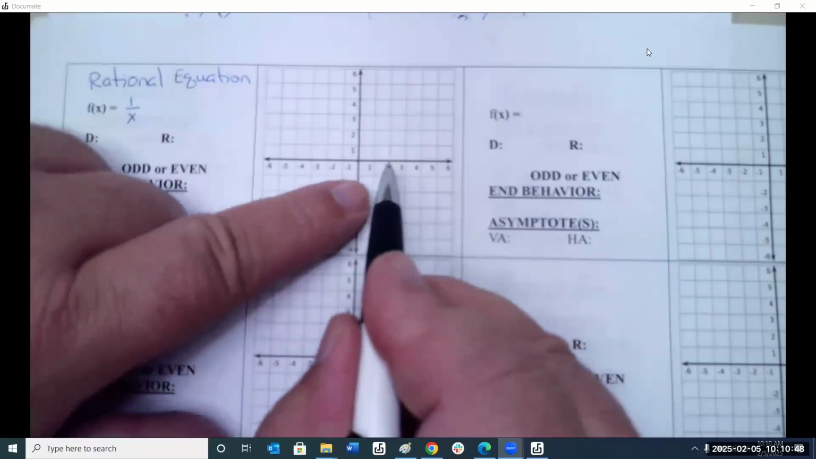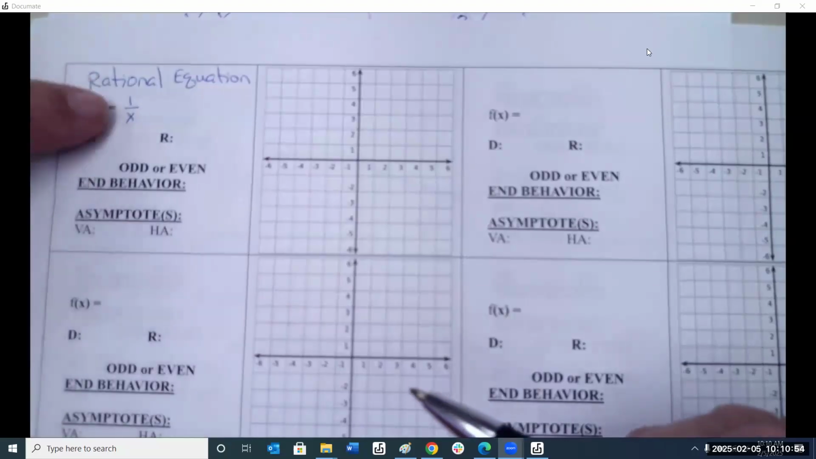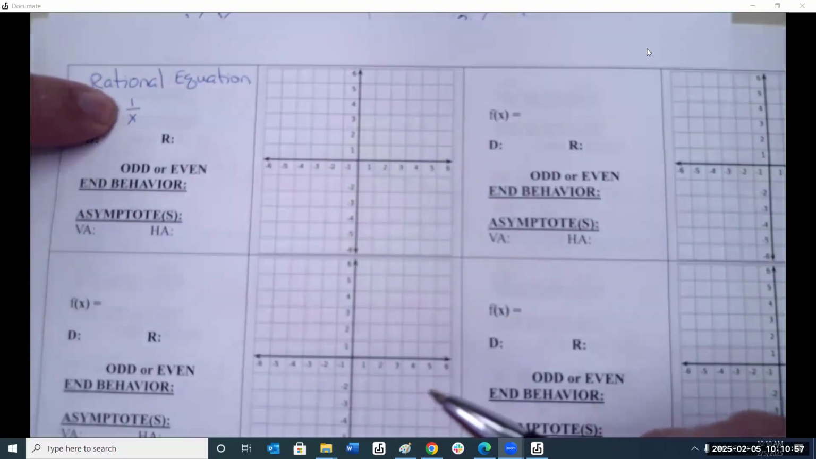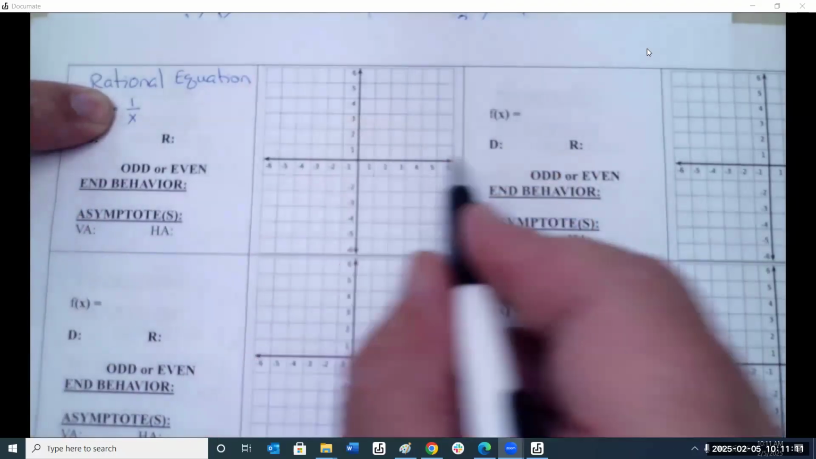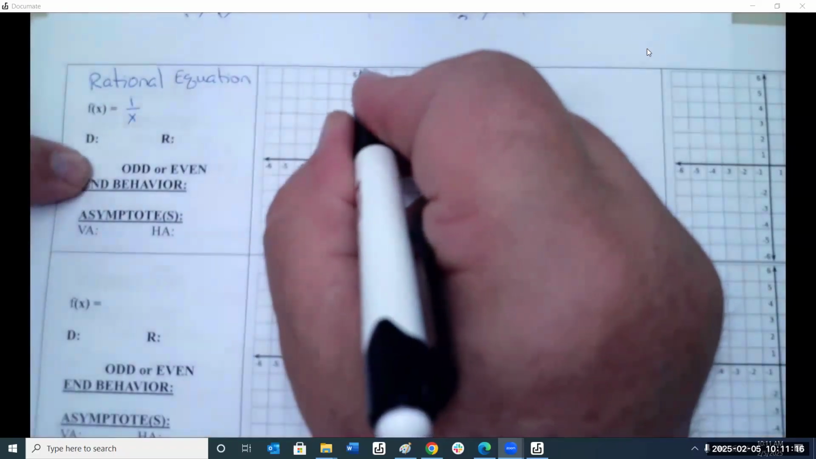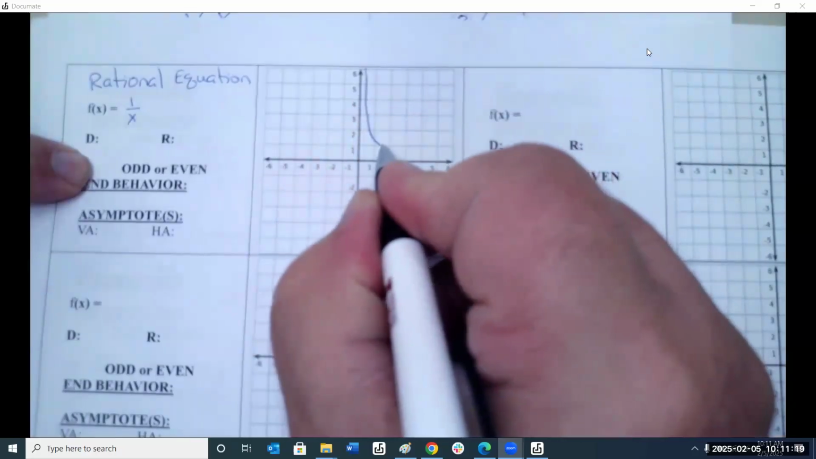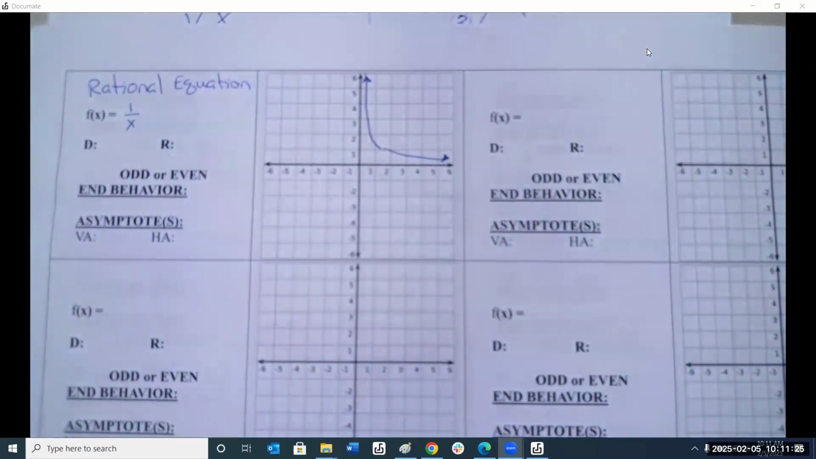Now, how about as x gets bigger, what happens to the graph? As x gets bigger, what happens to this number? It gets smaller. 1 over 1 is 1. 1 over 2 is 1/2. 1 over 10 is 1/10. 1 over 100 is 100th. So as it goes to the right, it gets closer to zero. But the closer it gets to zero, it goes higher and higher and higher. Right. Zero is an asymptote there, vertical asymptote.